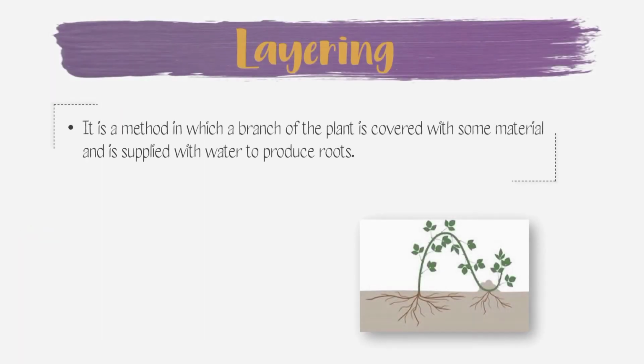Now we'll study about layering. Layering is a method in which a branch of a plant is covered with some material and is supplied with water to produce roots. This method is mainly done in grapevine.